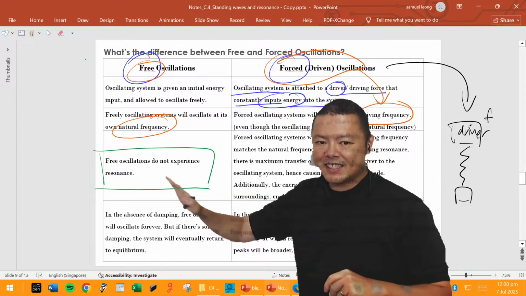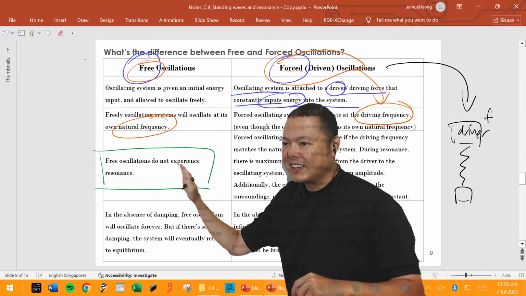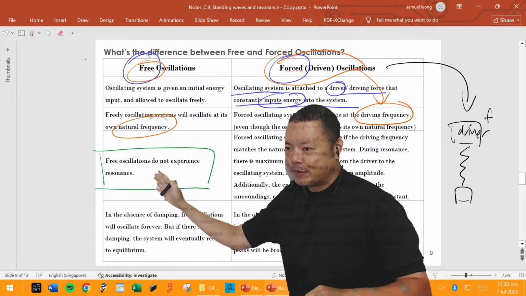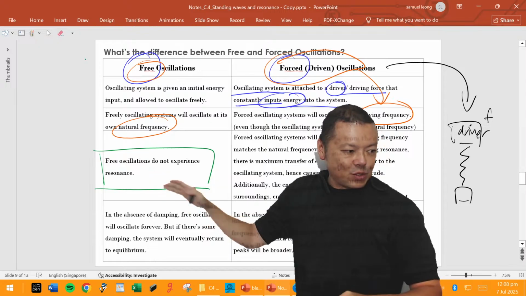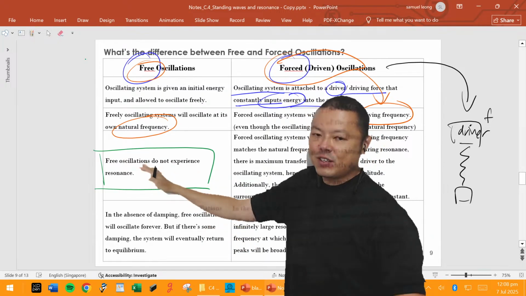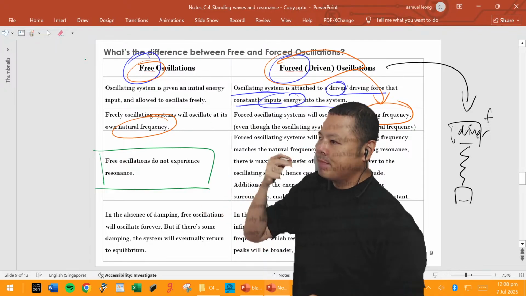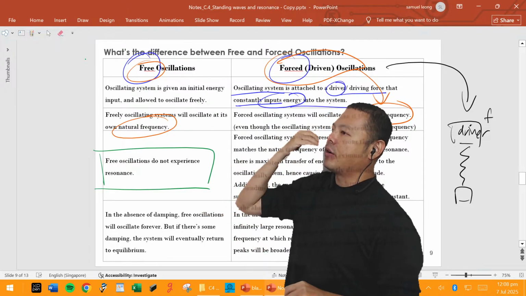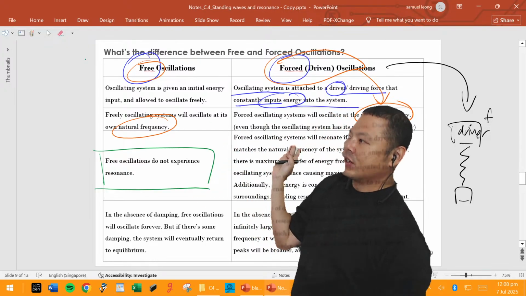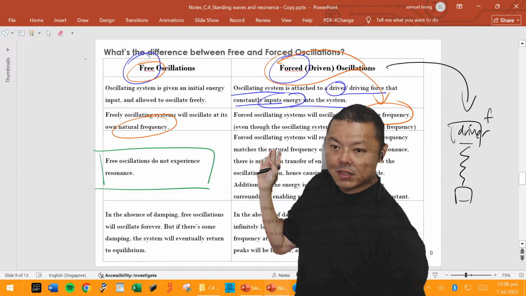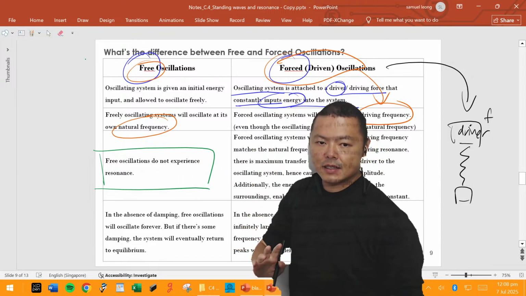Free oscillations, it doesn't make sense to talk about resonance. The amplitude is whatever you start off with. There is no driver, no input of energy. It's not like a flute. A flute, when you blow air into it, makes the sound. You're inputting energy. Your blowing into a flute is the driver. You know what I'm saying? So for free oscillations, resonance doesn't make any sense.